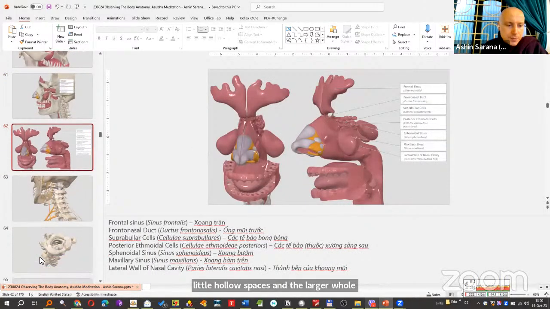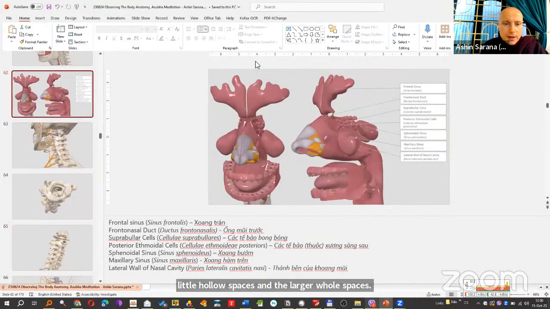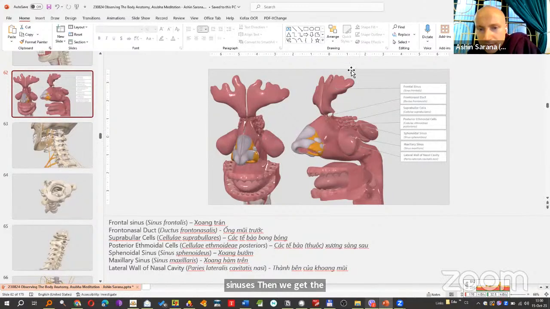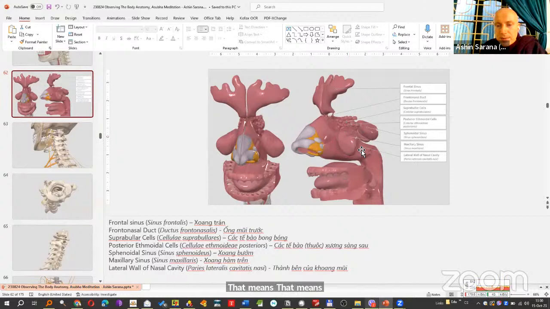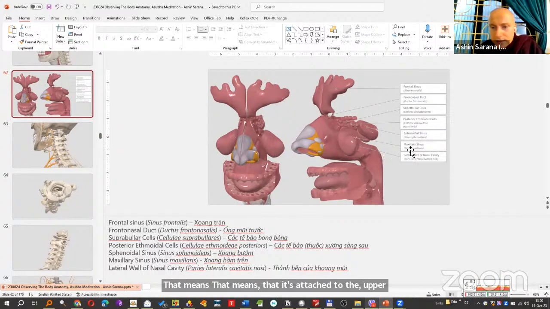Now here we see it alone. So we get the forehead sinuses, they call it frontal sinus for the forehead. And then these are called sphenoidal sinus. Sphenoid, well, that's definitely not nose, but the sphenoid sinuses are behind the nose, and then we get the maxillary sinus. That should mean that it's attached to the upper jaw. I'm not sure why that is so.